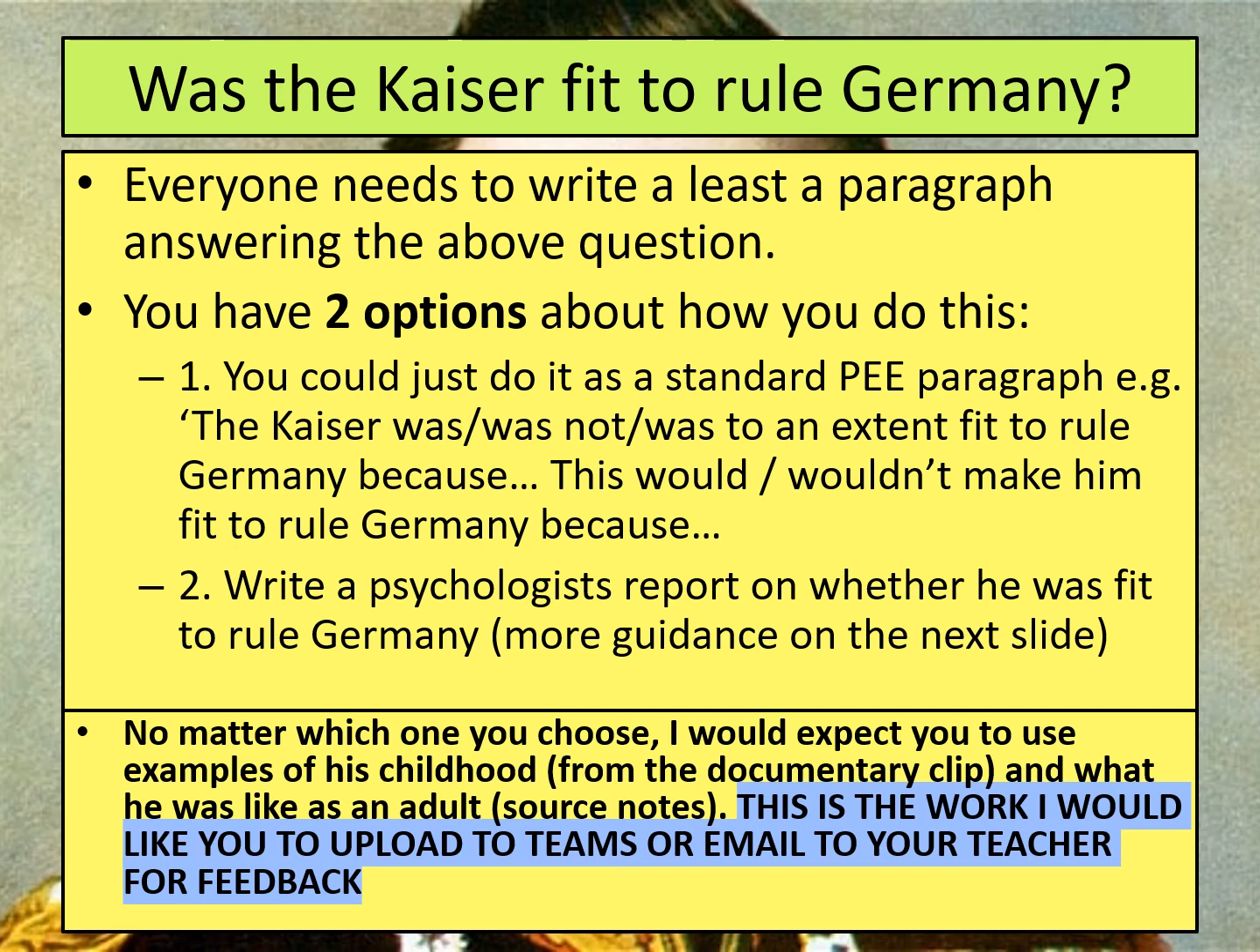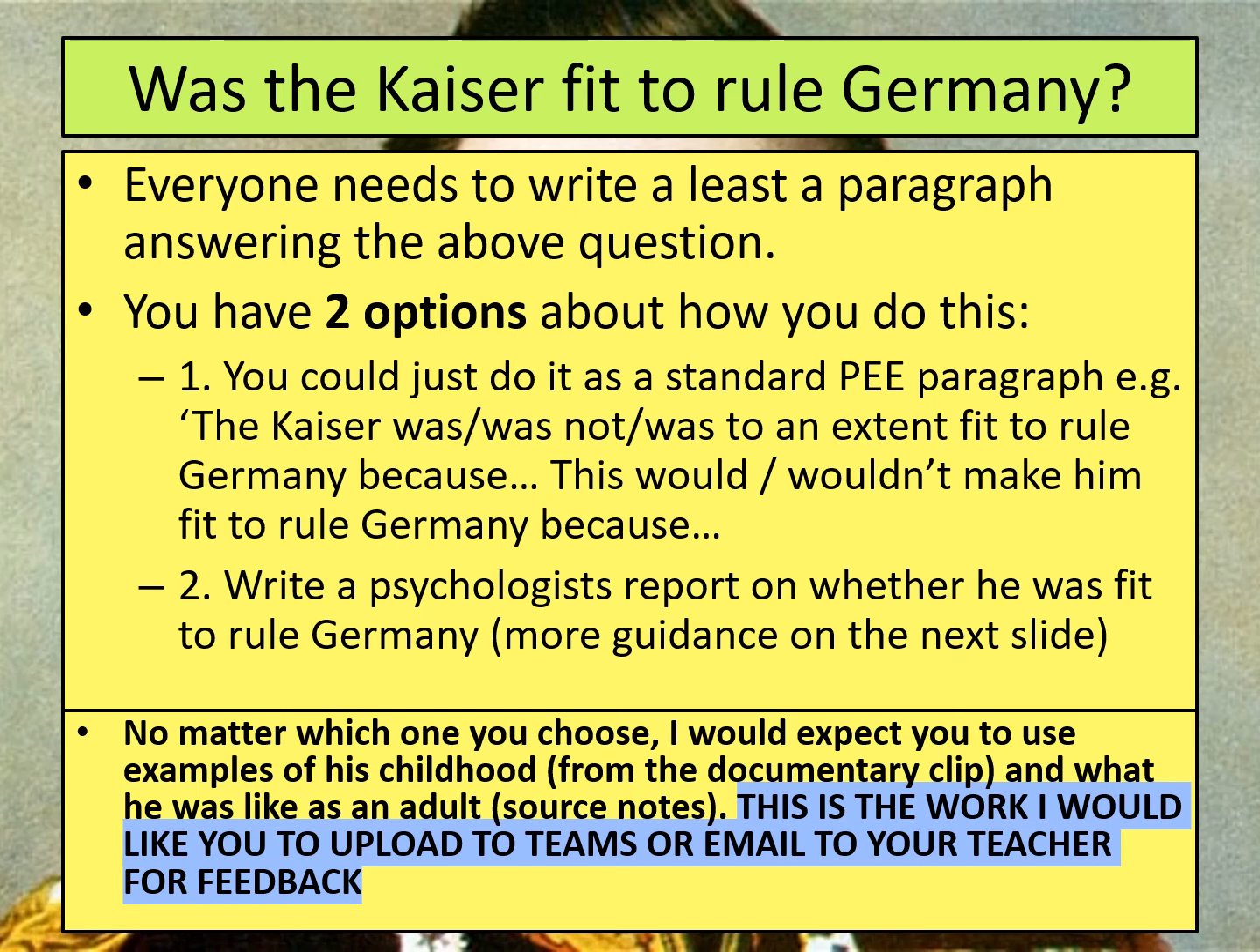The second option is to write a psychologist report on whether he was fit to rule Germany, which will involve 4 paragraphs. They don't have to be really long, but essentially it will cover the same information, just done in a slightly different format. Now, there'll be more information on that on the next slide, but just in case people are choosing option 1 here, I want to be really clear that you need to make sure that you upload this work to Teams or email it to your teacher.